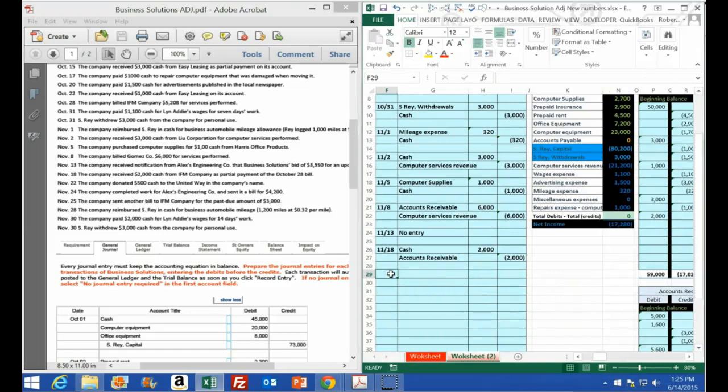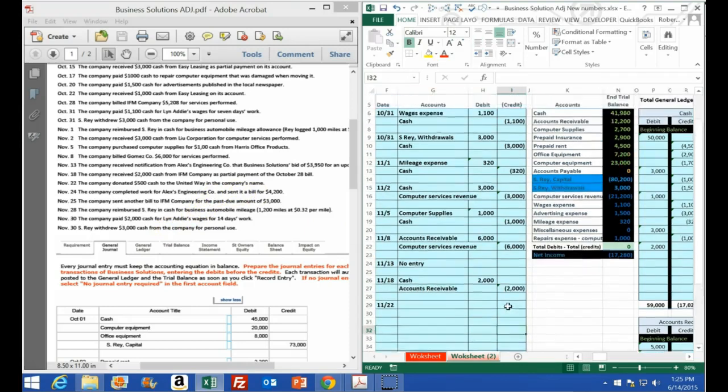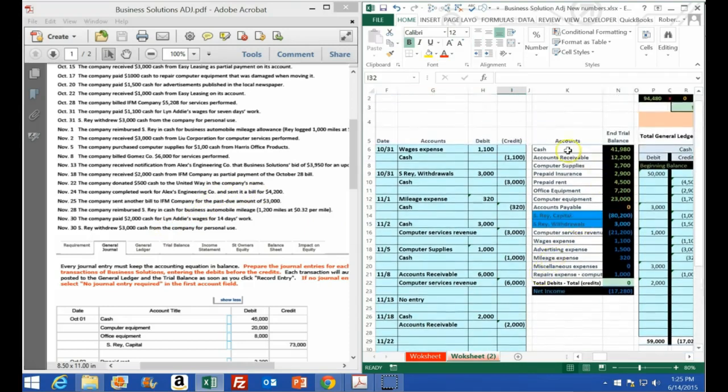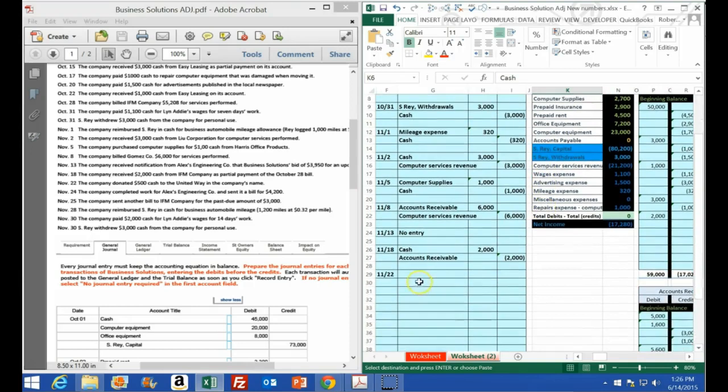We are almost there. We are now on 1122. 1122 says the company donated 5,000 cash to the United Way in the company's name. So is cash affected? Yeah, we donated cash. Cash is going down. How do we make something go down? We do the opposite thing to it. What it is, it's a debit represented by the fact that it does not have brackets. We're going to make it go down by crediting.